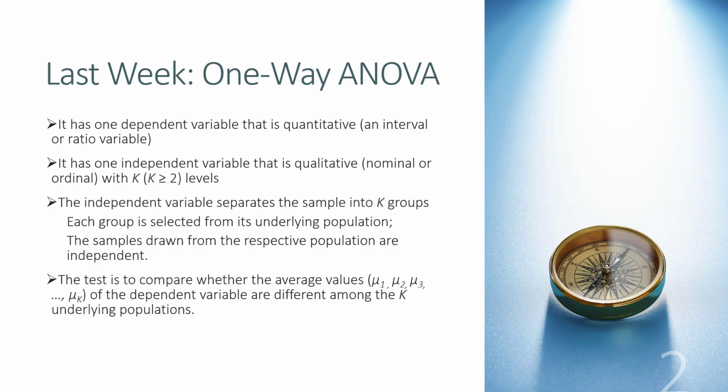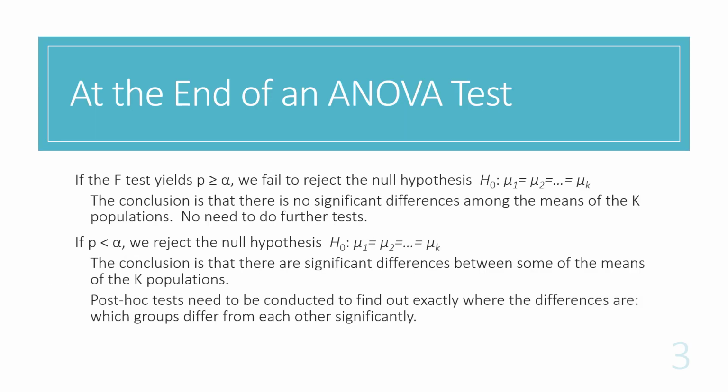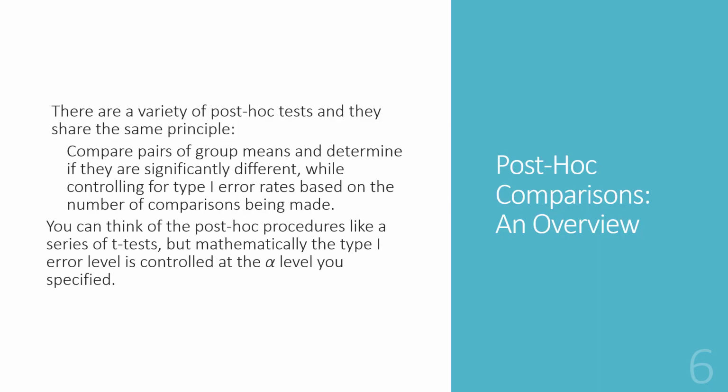Greetings. In our last lesson, we talked about one-way ANOVA. One-way ANOVA is usually used to compare more than two means. If in the ANOVA test you reject the null hypothesis, the conclusion is that some of the means are significantly different. However, it only tells you that there are differences among the group means overall, but does not tell you which specific groups are different from each other. This is where post-hoc tests come into play.